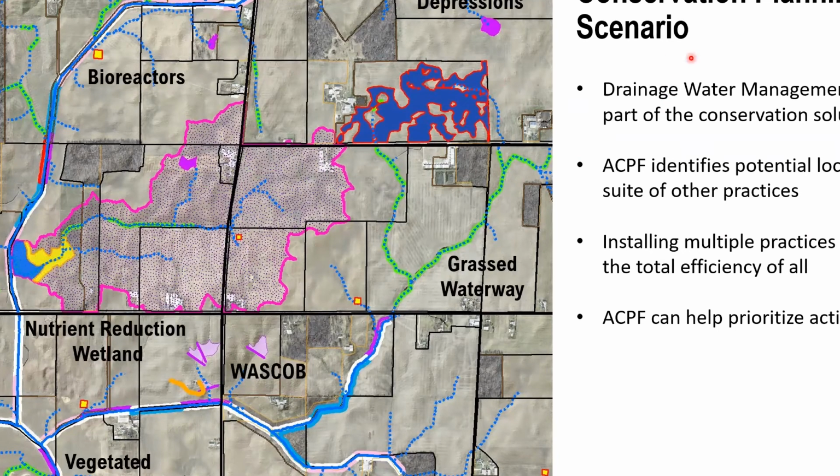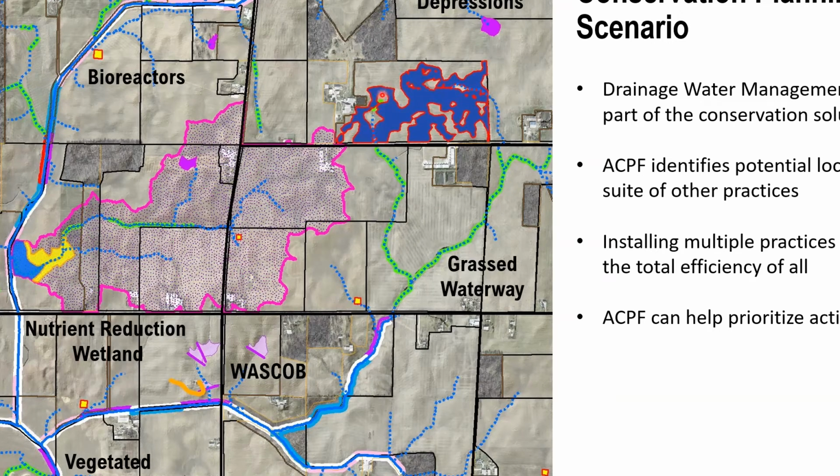But similarly, this is just one part, and this is, again, the power of the ACPF Toolbox, that in addition to this drainage water management polygon that we've identified, the tool identifies a whole range of other practices, including the bioreactors, as we've talked about, the nutrient reduction wetlands previously, vegetative riparian buffers, grass waterways, and wascobs. So that's not just a practice by practice, field by field evaluation, but an entire watershed evaluation of each field and each field's suitability for each practice.